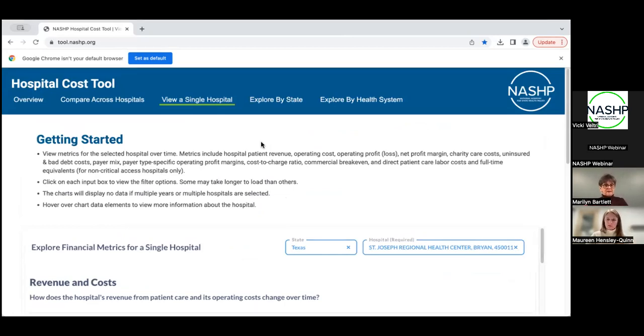Again, hopefully the labor costs will help out as states have discussions with hospitals, or employers with their TPAs or with their hospitals if they're direct contracting, to get a full picture of what the contract labor picture is. And then also look at how expenses are allocated.